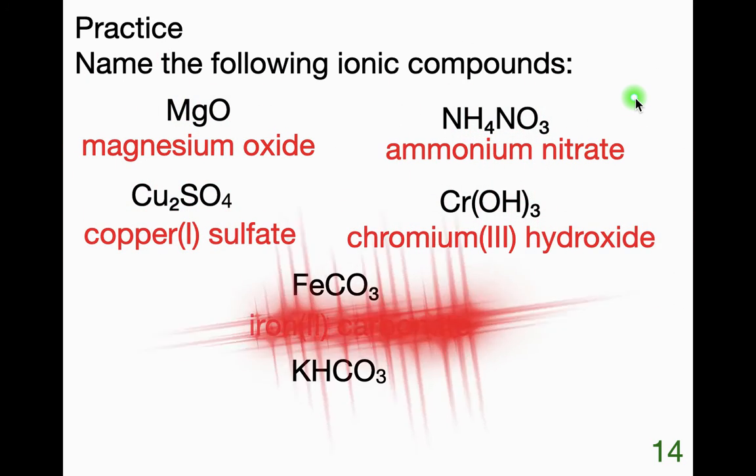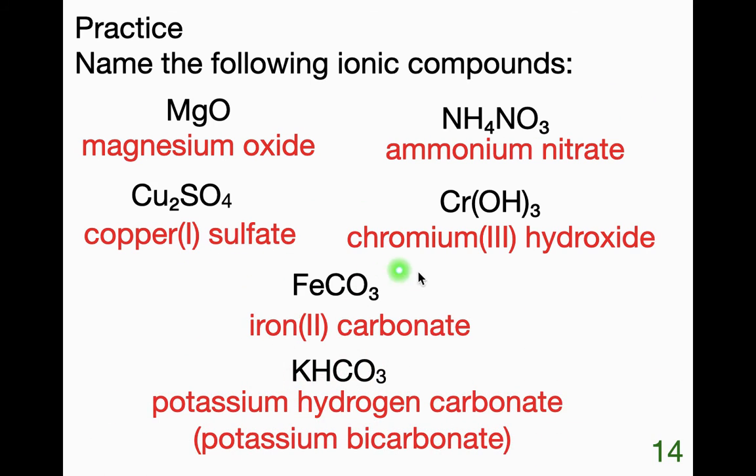Magnesium oxide, ammonium nitrate, copper(I) sulfate, chromium(III) hydroxide, iron(II) carbonate, and potassium hydrogen carbonate, or potassium bicarbonate. Now, some of these are a little bit of a detective story. The sulfate is a -2, so the copper, since there's 2 of them, must mean that the copper has a +1 charge. So that's why it's copper(I) sulfate. For chromium(III) hydroxide, hydroxide is a -1 charge. So since you have 3 of them, the chromium must have a +3 charge or oxidation state.